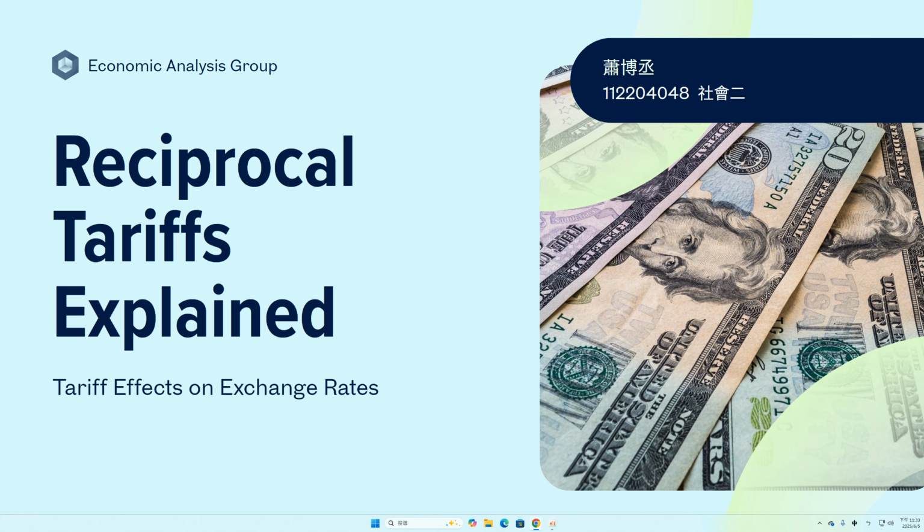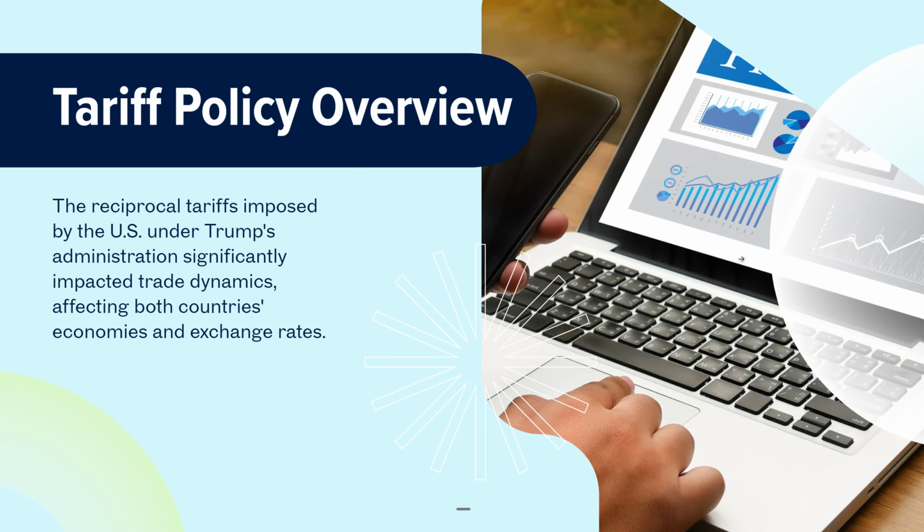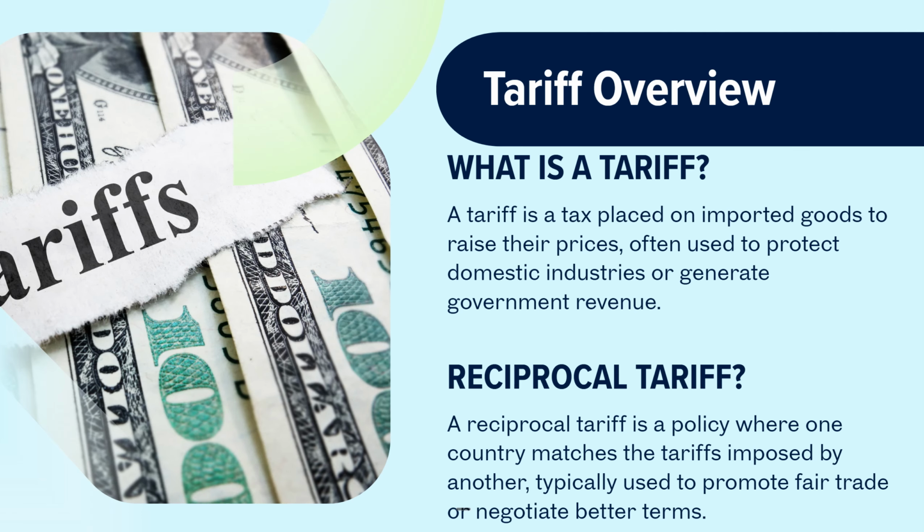Today, I'll be presenting an economic analysis of the reciprocal tariffs imposed by the Trump administration on April 2. These tariffs, ranging from 10 to 50%, affect nearly all countries, including Taiwan. Those tariff rates were initially set at 32% and later reduced to 10% during the 90-day provisional period. We'll analyze how this affects trade, exchange rates, and broader macroeconomic indicators.